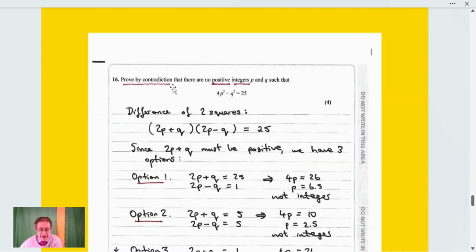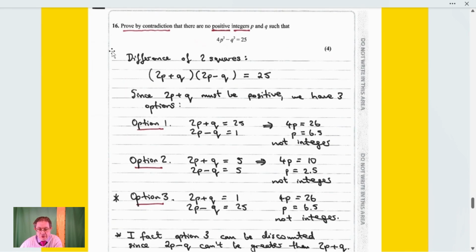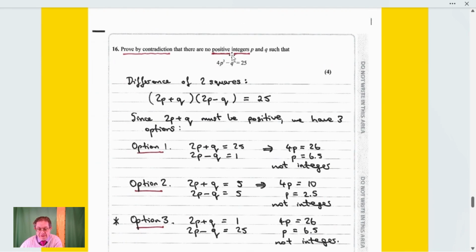Okay, last question is a proof question. Prove by contradiction that there are no positive integers p and q such that 4p squared take q squared equals 25. Proof by contradiction means that you assume that integers p and q do exist and work with that and just show it doesn't work.